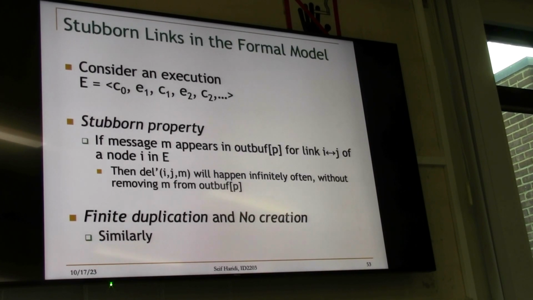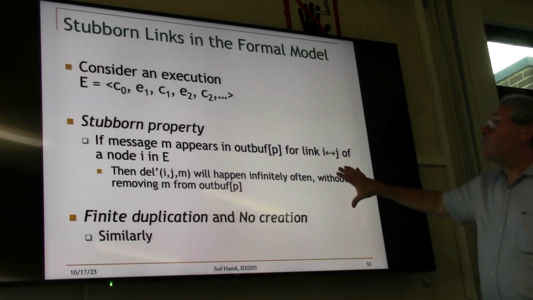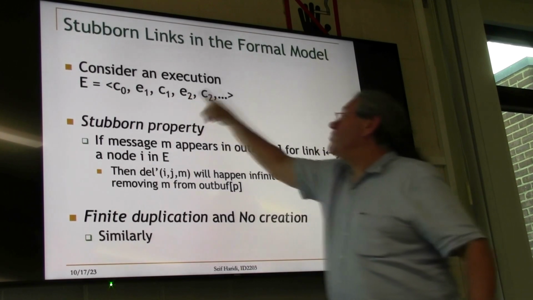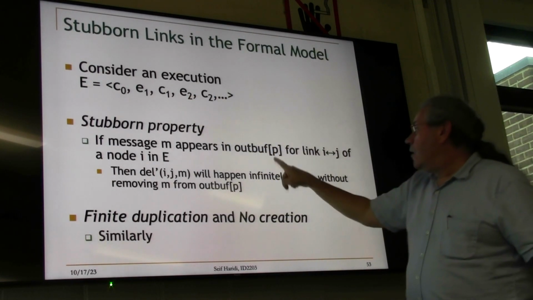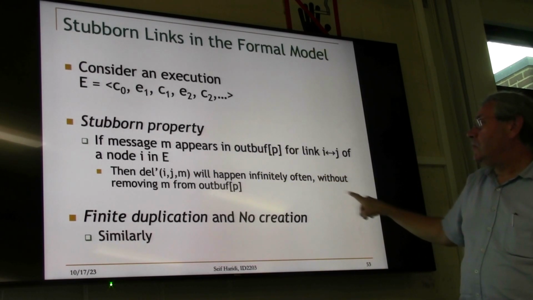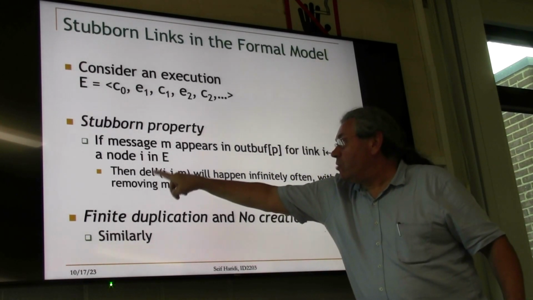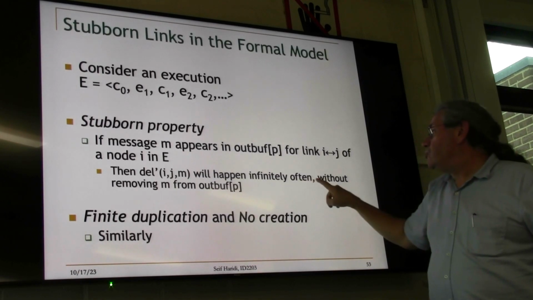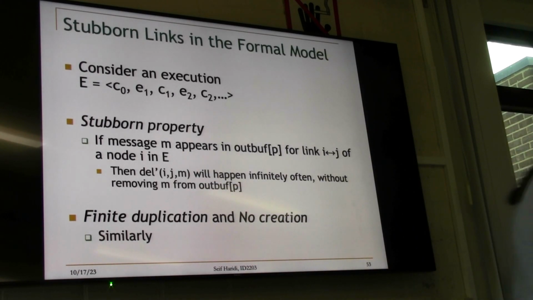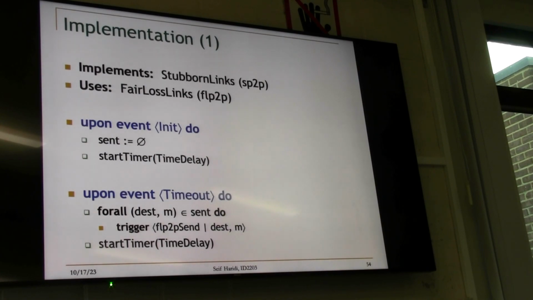You can also define it in the formal model. This is just for information. If we have an execution, configuration, event. Basically, if a message is in an out buffer, we can define a new kind of deliver event which delivers, but without removing the message from the out buffer. So it keeps delivering forever. So we could update the model. Okay. But here's the code.